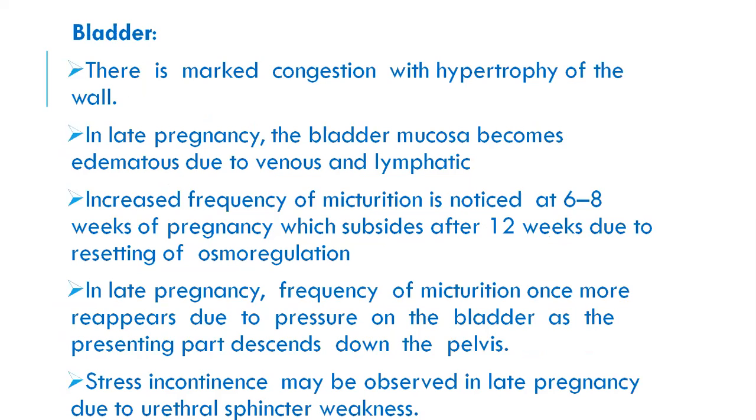Increased frequency is noticed at 6 to 8 weeks of pregnancy, which subsides after 12 weeks due to resetting of osmoregulation. In late pregnancy, frequency once more reappears due to pressure on the bladder as the presenting part descends down the pelvis. Sometimes stress incontinence may be observed in late pregnancy due to urethral sphincter weakness.